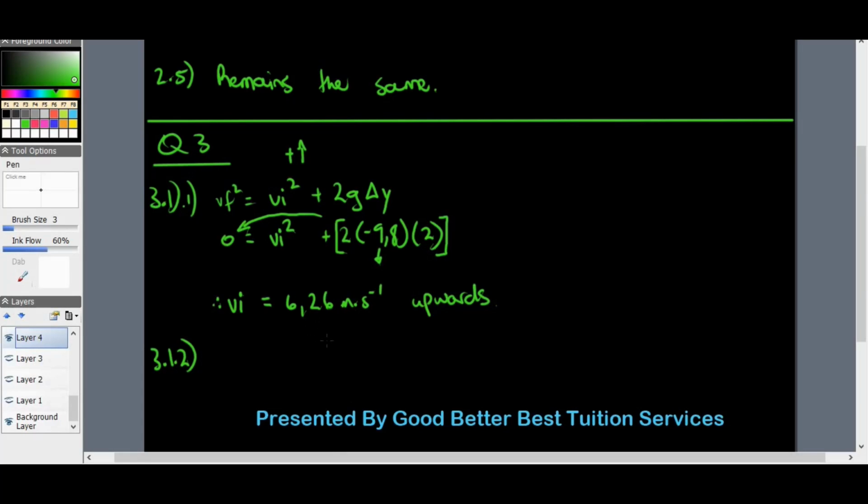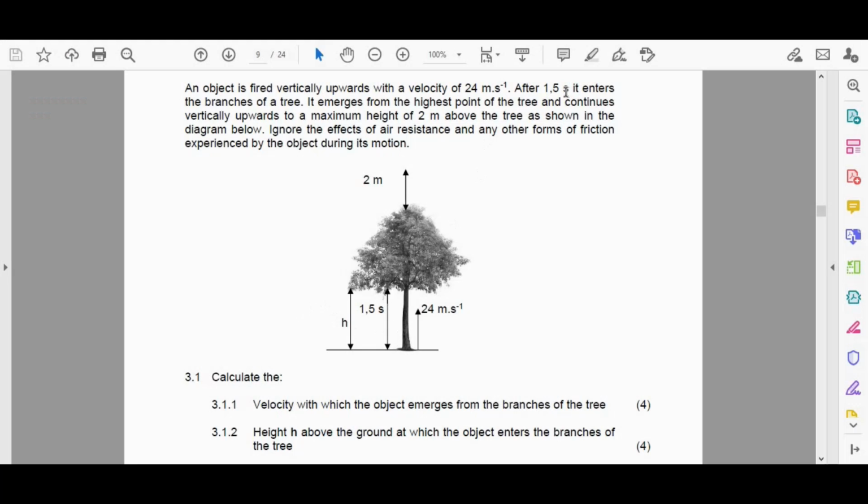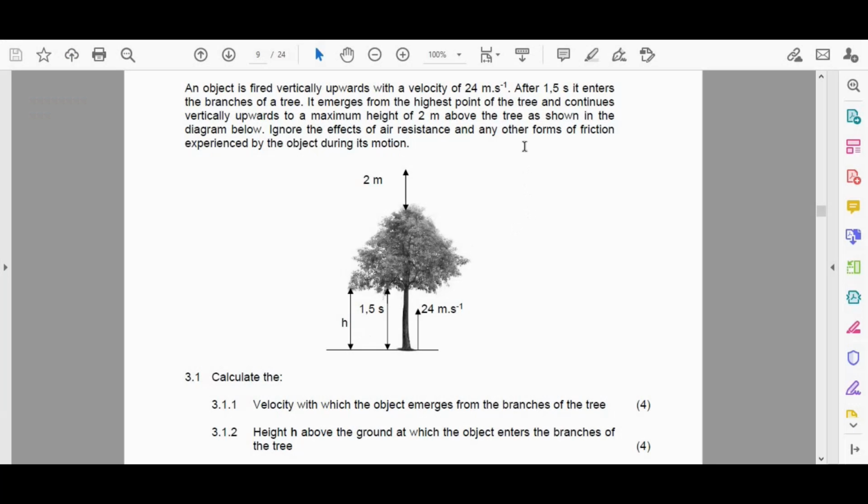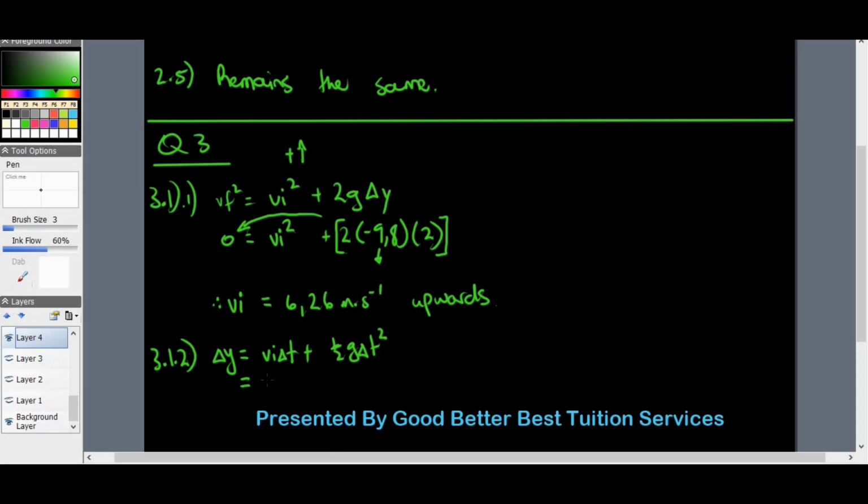And we can solve that by simply using the equation delta y is equal to Vi delta t plus half g delta t squared. Now, why are we using this formula? Because we know that it takes 1.5 seconds for it to enter the branches of the tree. So we can definitely use this equation. We substitute what we know for Vi. It says that it is fired upwards with a velocity of 24 meters per second.